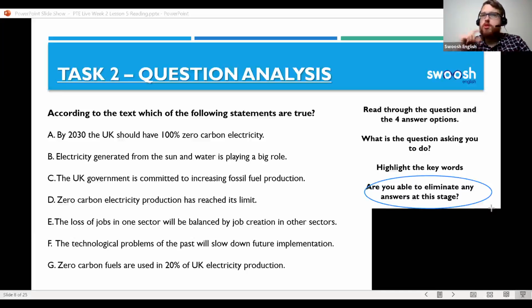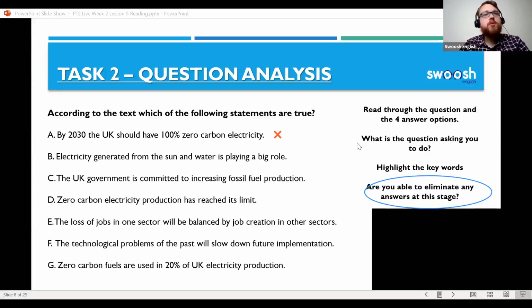So let's have a look through them very, very quickly and see if we can eliminate any answers. A, by 2030, the UK should have 100% zero carbon electricity. Do we think that's a realistic target? 100% zero carbon electricity. It is, after all, only in 11 years. I personally don't, so I would flag that one as a potential incorrect answer because it doesn't just add up. Obviously, we can't answer for sure at this point until we've done our cross-referencing. So let's put an X beside this one. Maybe not a good answer.